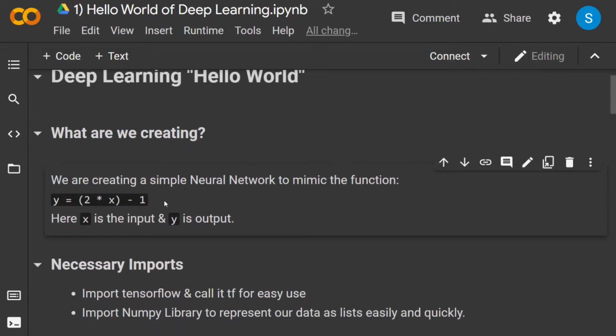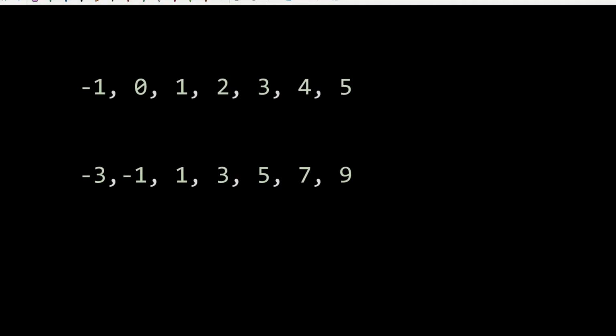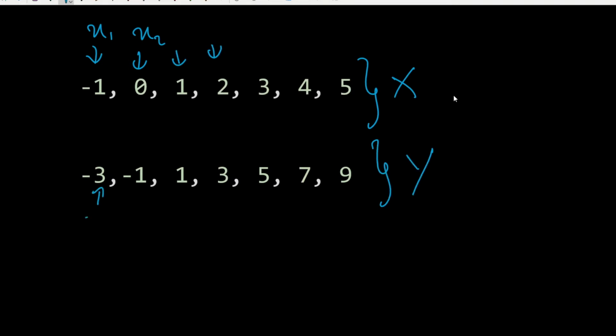So first of all, we are trying to create this function using our neural network. Let us see how the human brain, how human logic tries to solve this. Let us suppose that this represents my x. All of these values are my x values. This is my x1, this is my x2, and so on. And these represent my y values. This is going to be my y1, this is my y2, and so on.